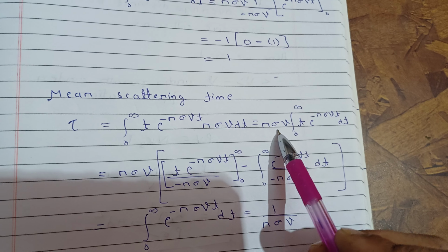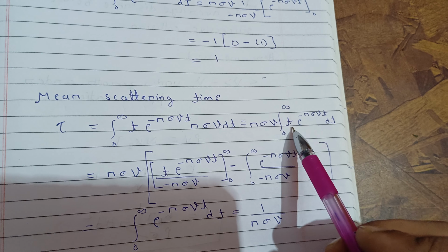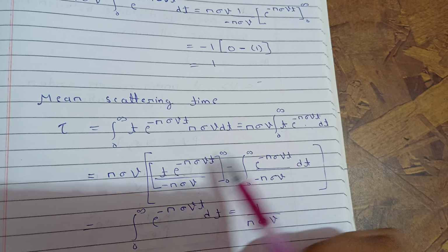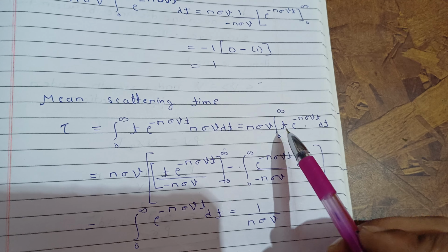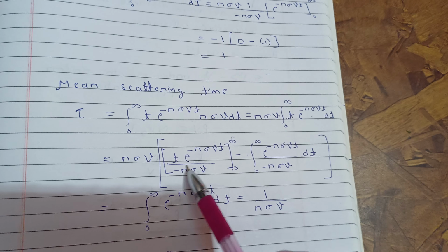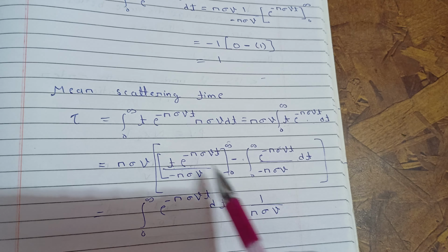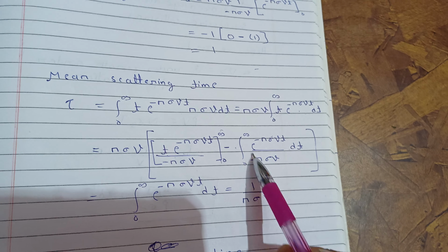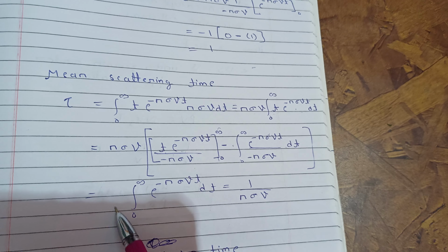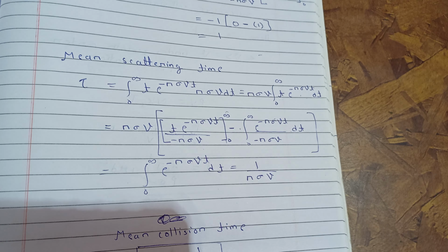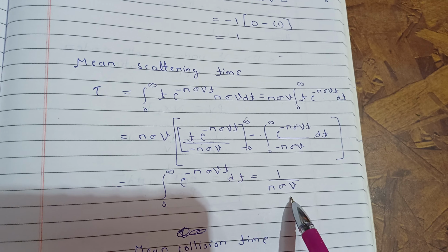So this constant will come out. Now we use integration by parts. The first function is t, the second function is this. So first function times the integral of the second function, put the limit 0 to infinity, minus the integral of the derivative of the first function times the integral of the second. This will give you 0, as at infinity this will be 0 and at 0 it will give you t times 0. So this will be 0 completely, and now this will cancel out. This will give you plus 1 outside. Now integrating exponential of minus n sigma vt dt will give you 1 upon n sigma v. So this is your mean scattering time or the relaxation time.